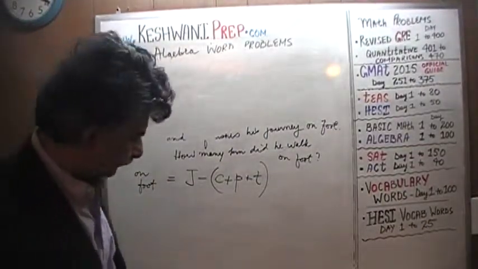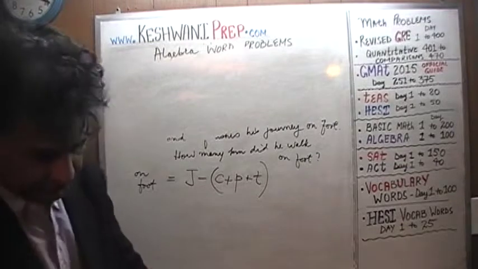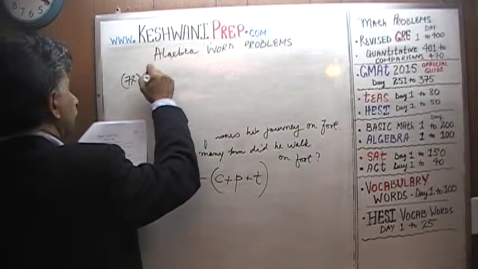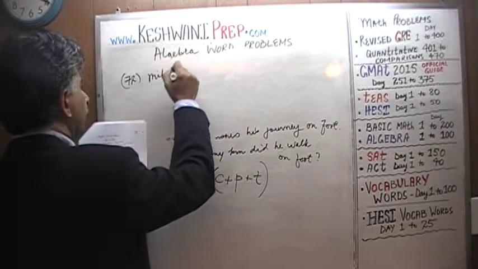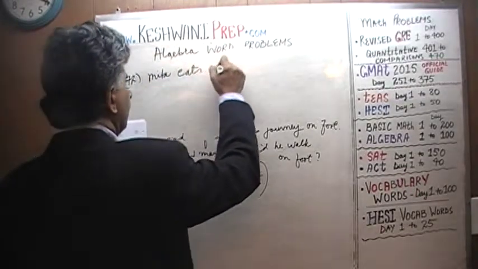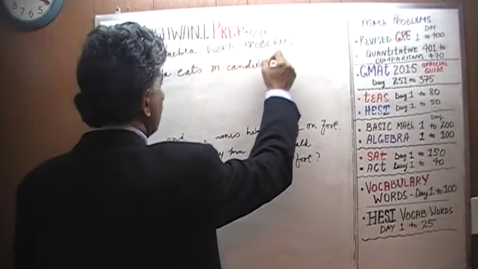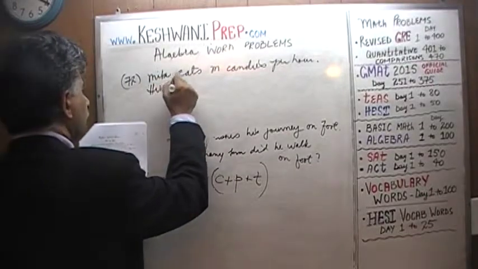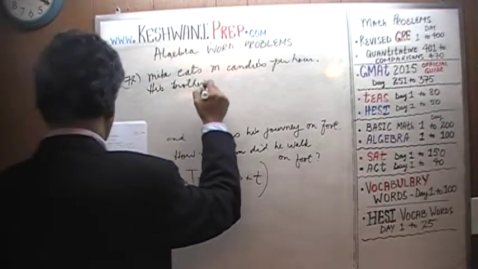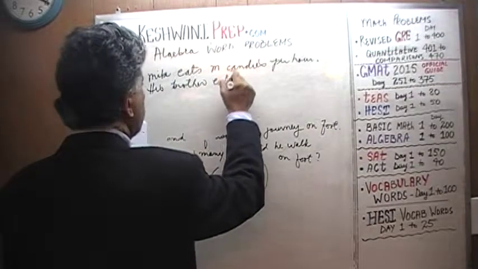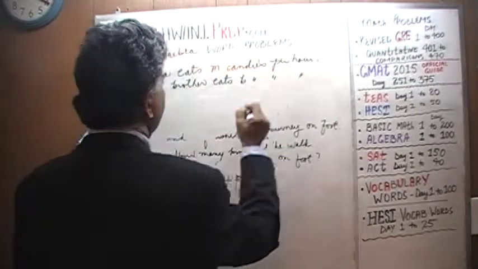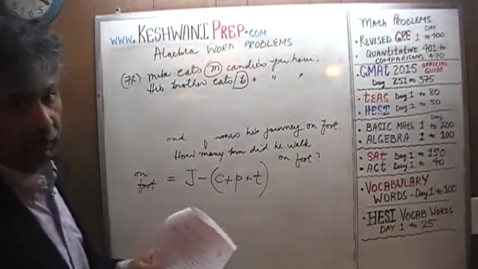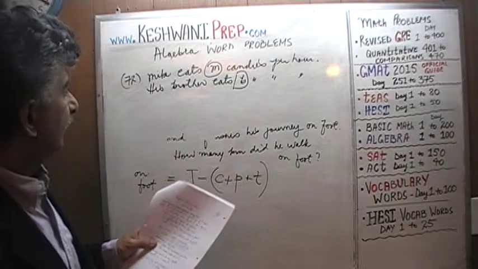Number 72. We are told Mike eats M candies per hour. We are also told that his brother eats B candies per hour. B for brother, M for Michael. Michael eats M candies per hour. His brother eats B candies per hour.